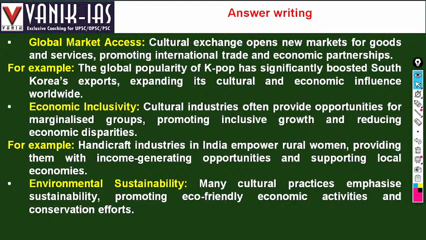Okay, so economic inclusivity: cultural industries often provide opportunities for marginalized groups, promoting inclusive growth and reducing economic disparities. The handicraft industry in India empowers rural women, providing them with income-generating opportunities and supporting local economies. Environmental sustainability: many cultural practices emphasize sustainability, promoting eco-friendly economic activity and conservation efforts.